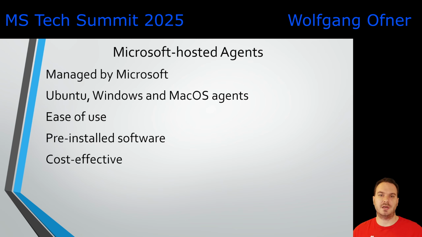Then the main reason probably why you want to use this is first to get started. It's very easy to just pick the agent and it runs the software or the tasks for you. And it can also be very cost effective. We're going to talk about the costs on the next slide, but you get a free tier. And if you just want to try it out, you won't run into any costs.